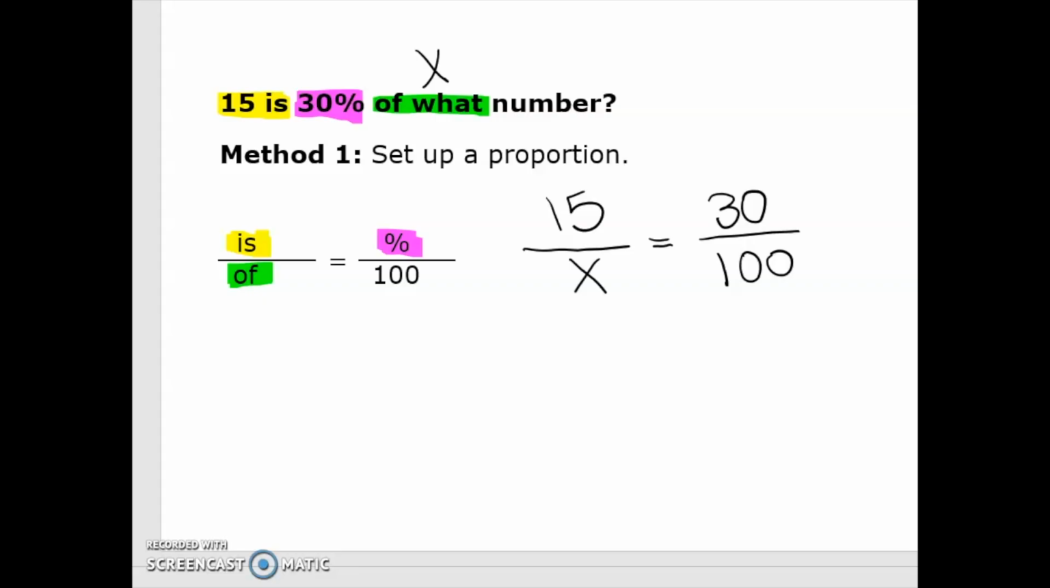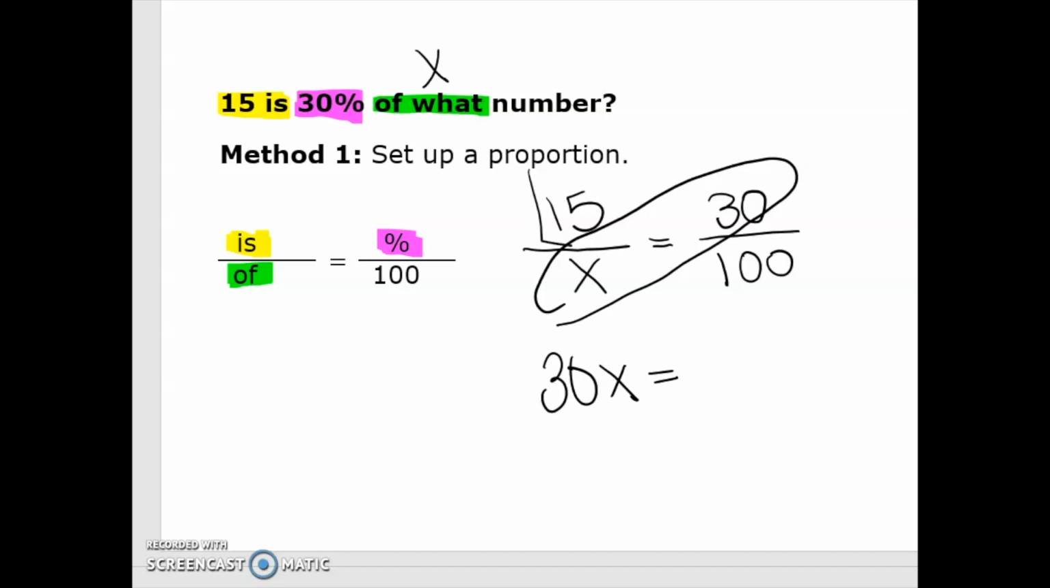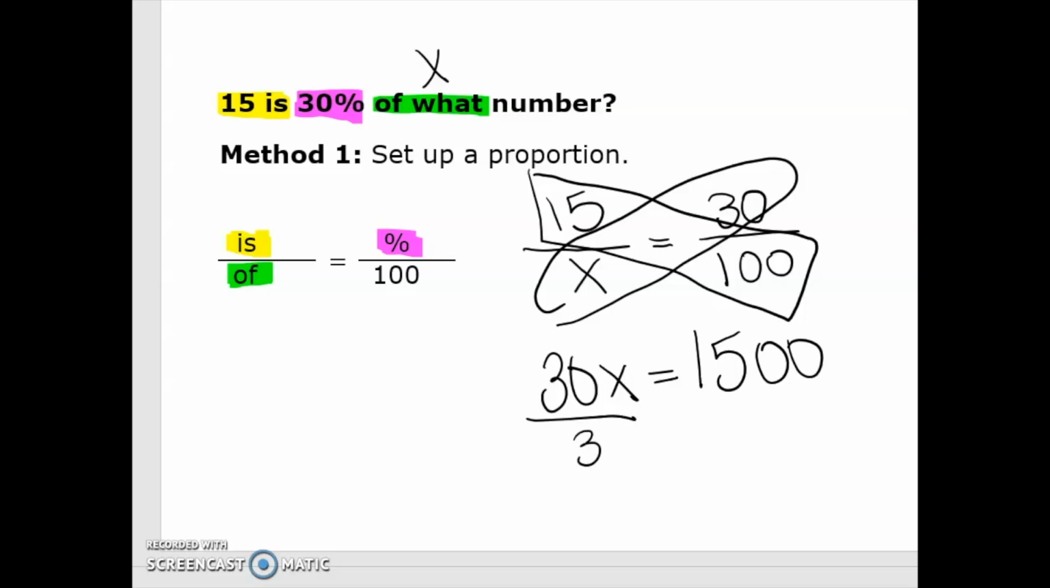So now we're going to do our cross products. X times 30 is 30x. 15 times 100 is 1,500. We're going to divide by 30. And at this point, if you need to use your calculator just for the division, you may type in 1,500 divided by 30, and we get x equals 50.